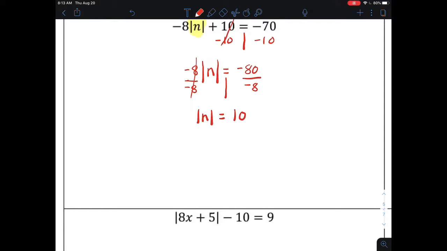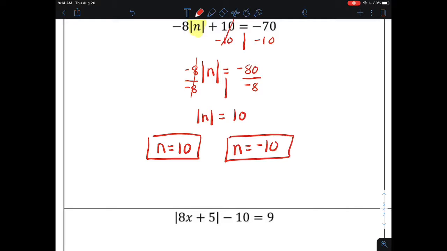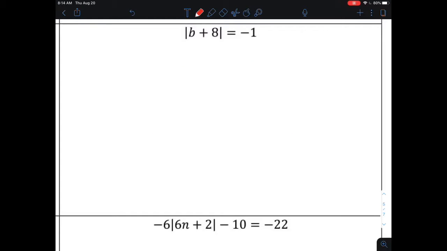And so remember our rule for the absolute value. The absolute value has to equal values that are 0 or larger, and so this condition is met because it says it equals 10. So now we can write two conditions for n. So n could equal positive 10, or n could equal negative 10, because the absolute value of both of those numbers makes 10.